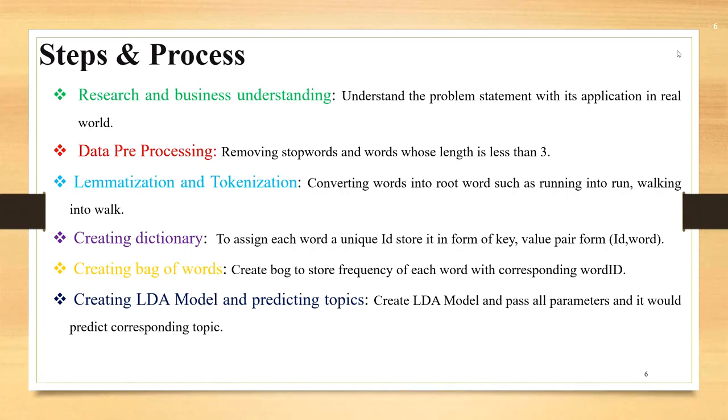And we are filtering them on the basis of three parameters, that is no_below, no_above, and keep_n. So what this filtering does is that words that occur in fewer than no_below documents, words that occur in more than no_above of all documents are removed, and the dictionary is restricted to only keep the top k most frequent tokens.